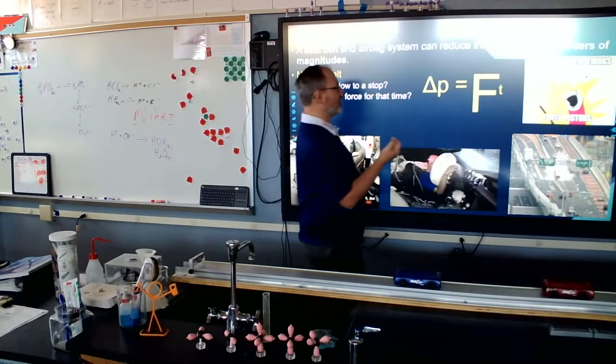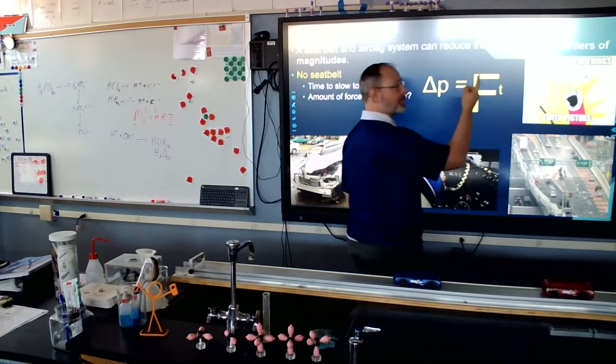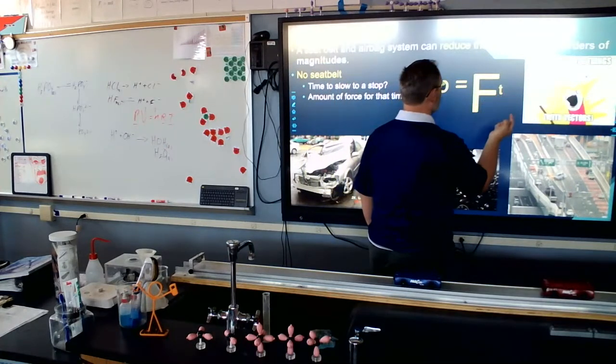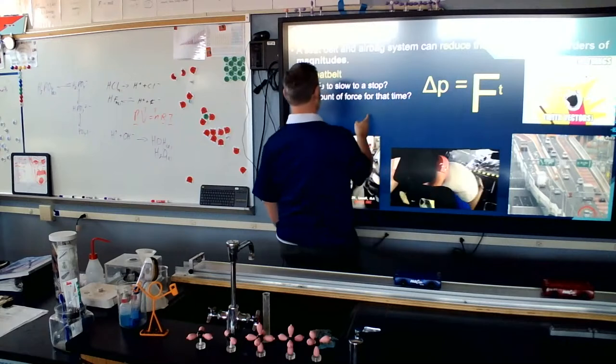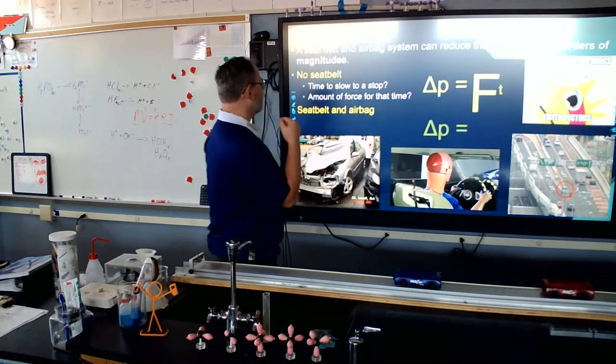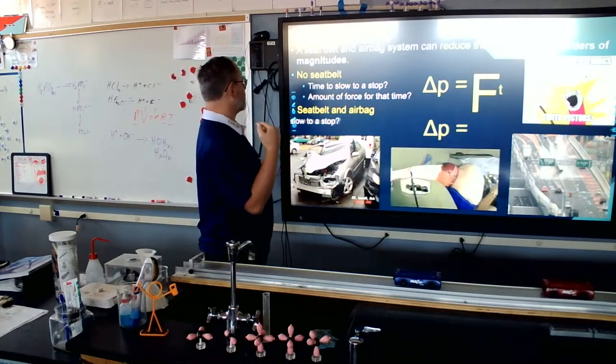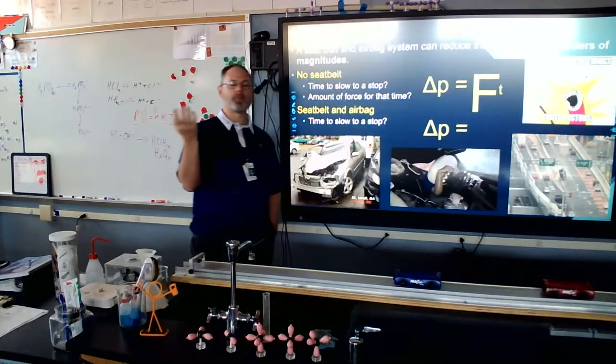Without a seatbelt, the time of your brain sloshing into the front of your face is small, so the force is really, really big. Now, do that same scenario, but wear a seatbelt and have an airbag in front of you. The time to slow to a stop is what?